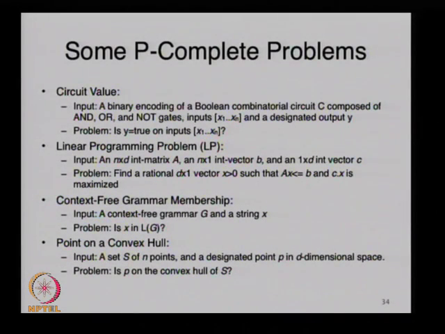Compiler type stuff is not easily parallelizable. Checking if some input belongs to a given context-free grammar, for example, cannot be solved efficiently in parallel. From geometry, checking if some point lies on a convex hull cannot be done efficiently in parallel.